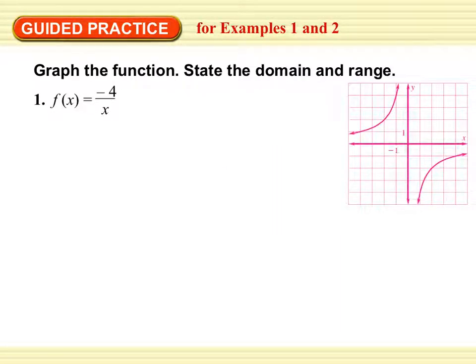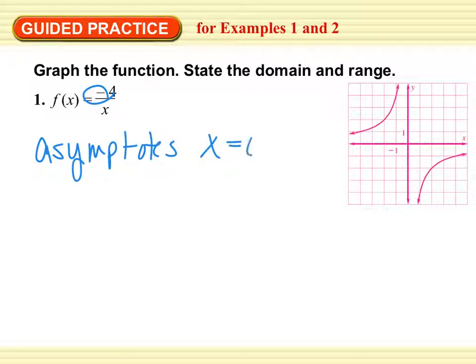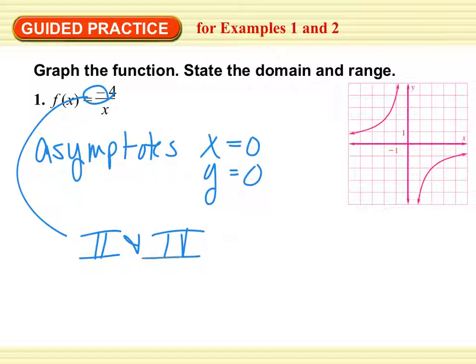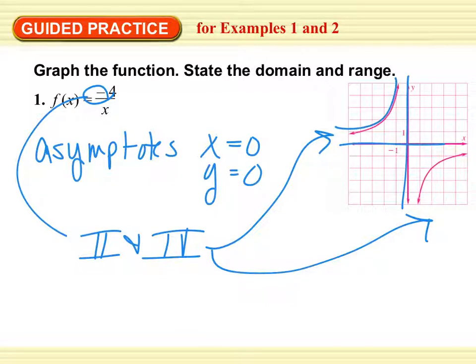All right, let's try another one. Graph the function. You see here that you've got a negative 4 leading again. So your asymptotes are x equals 0 and y equals 0. But that negative means that we're going to draw our graph in quadrants 2 and 4, which is what we did. So I have an asymptote here and there, and then I can draw my branches.